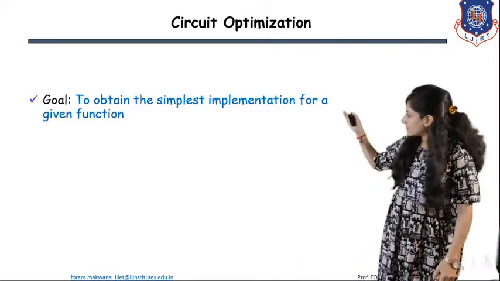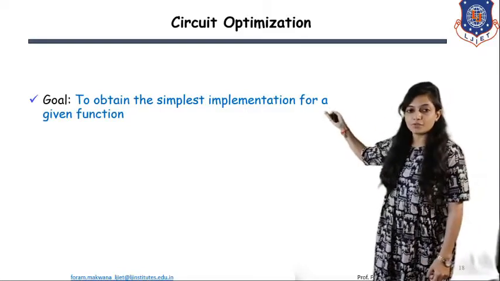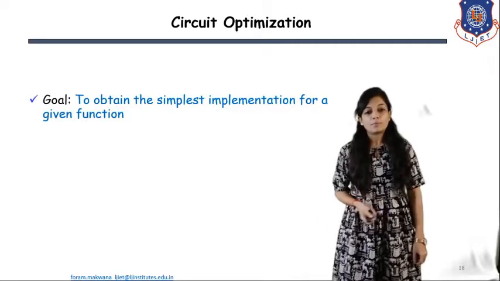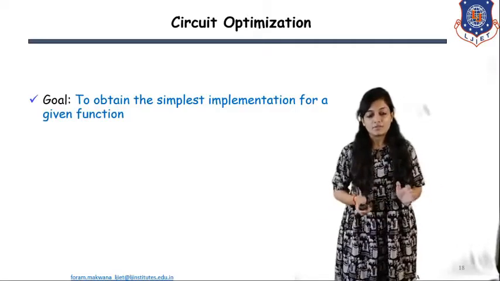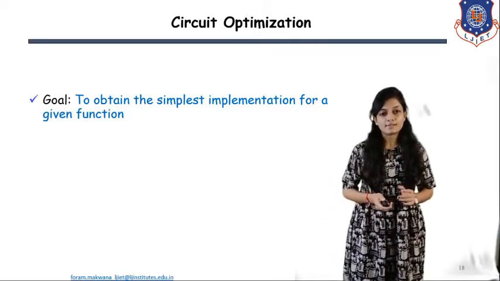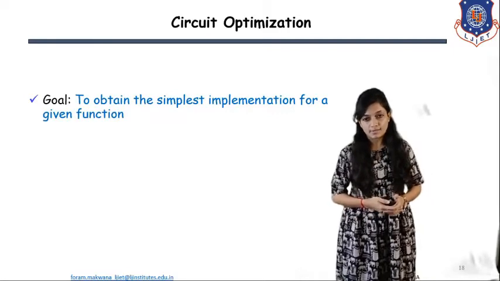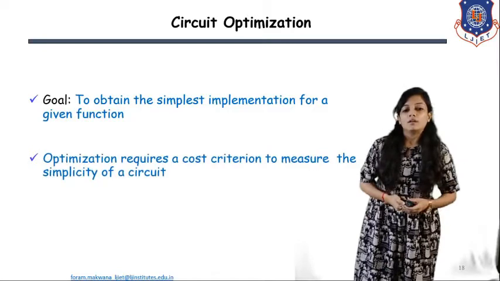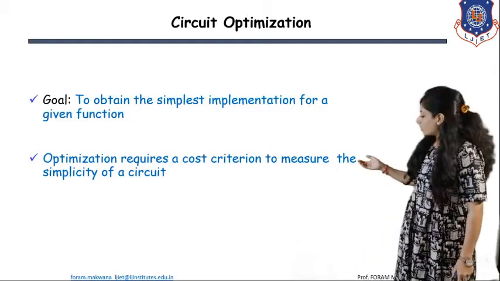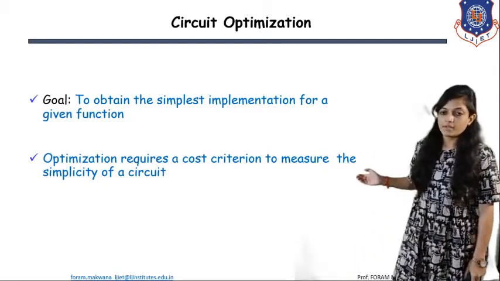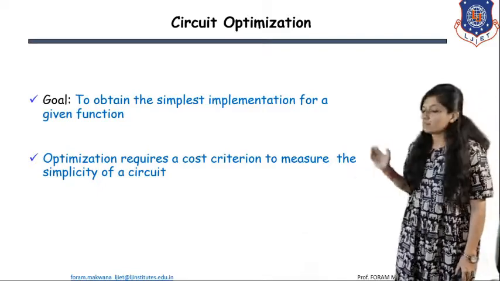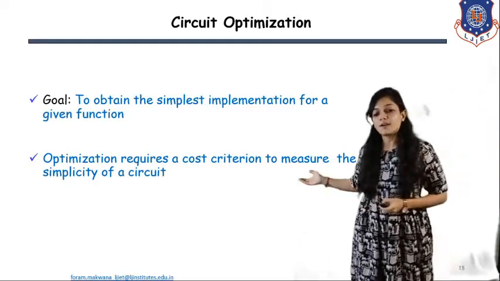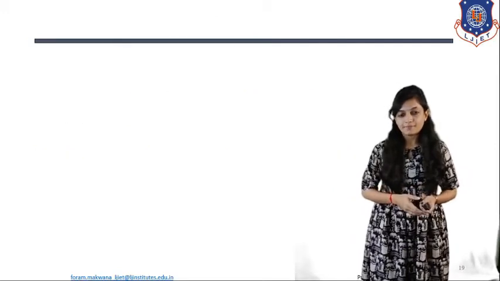So to obtain the simplest implementation for the given function, we obtain a simple circuit with the help of fewer gates, and our circuit is going to be optimized. So our aim is to optimize a cost criteria. We need to use only a minimum number of gates to simplify a circuit.